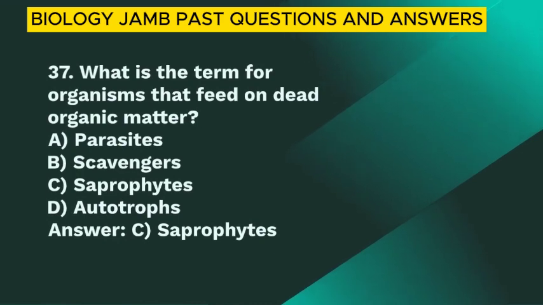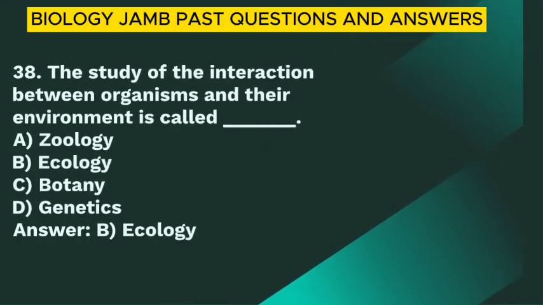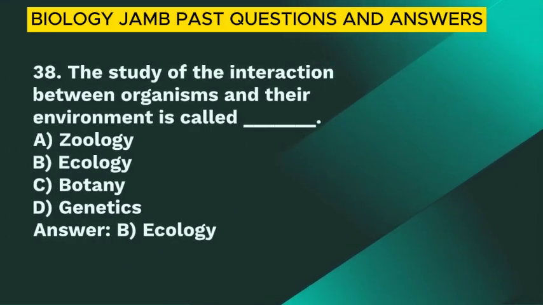Question number 37. What is the term for an organism that feeds on dead organic matter? A. Parasites, B. Scavengers, C. Saprophytes, D. Autotrophs. The answer is saprophytes. That's C. Question number 38. The study of interaction between organisms and their environment is called A. Zoology, B. Ecology, C. Botany, D. Genetics. The answer is ecology.